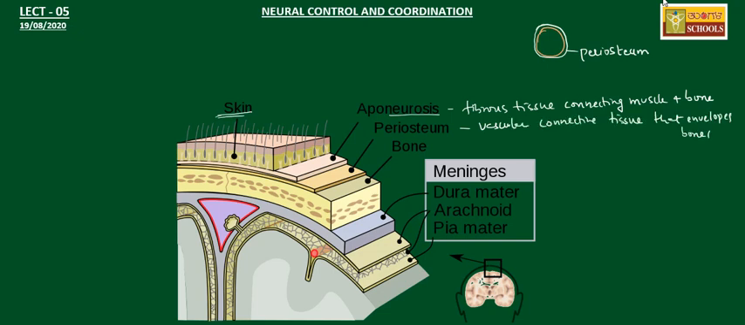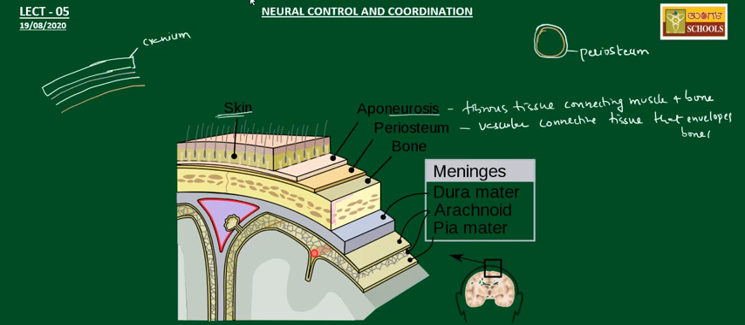Then you can see the layer below the periosteum is the bone layer, and below that we find the three meninges. We have the outer one, dura mater. So this is the cranium, and below that we have three layers. One is the outer dura mater, and then below that we have the arachnoid, and below that we have the pia mater.